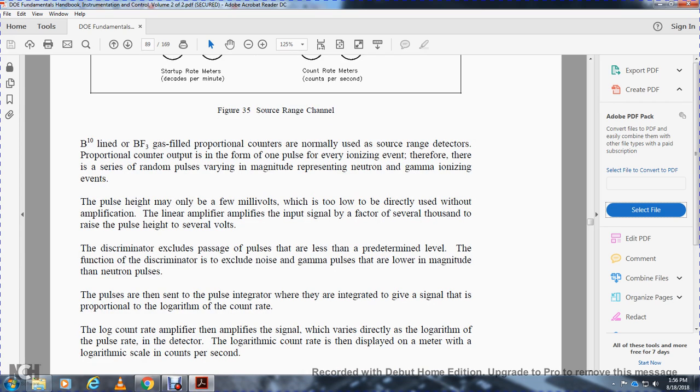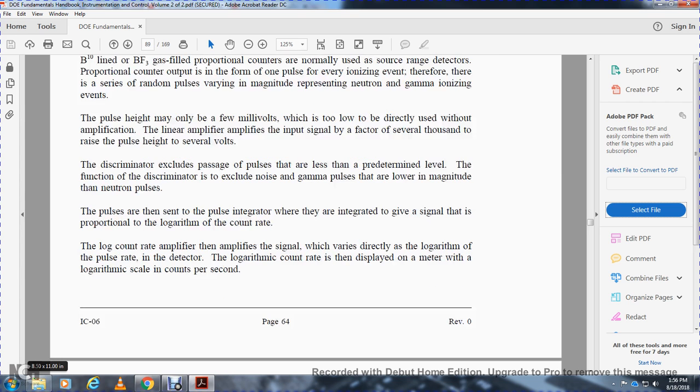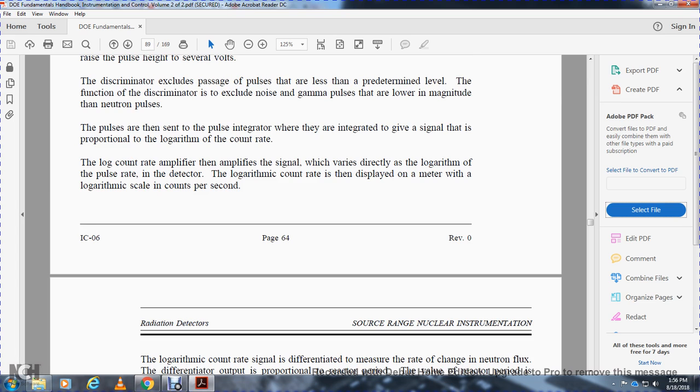The discriminator excludes pulses below a predetermined level. The discriminator level is set to exceed the noise level and the gamma pulse magnitude, so only neutron pulses pass. The pulses are sent to the pulse integrator, which integrates the signal and provides an output proportional to count rate. The log count rate amplifier amplifies the signal, which varies directly with the logarithm of the pulse rate of the detector. Logarithmic count rate is displayed on a meter with a logarithmic scale in counts per second.